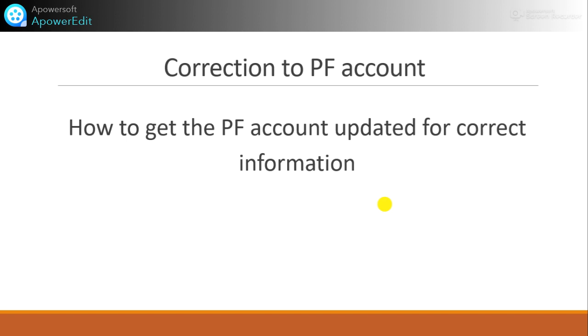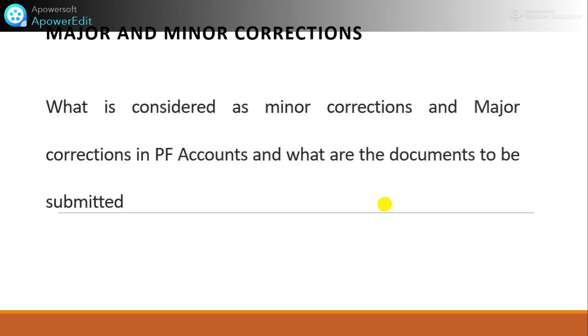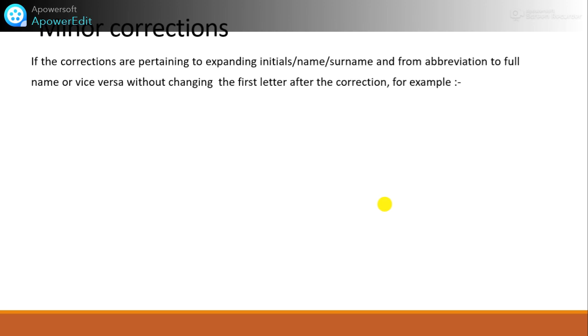Let's get started with the video and see what these corrections are and how to amend them. The PF department has bifurcated the information or the corrections into major and minor corrections. So let us see what is considered a minor correction and what are the major corrections in the PF and what are the documents that need to be submitted. Let us begin with minor corrections. With examples, I will be explaining here.